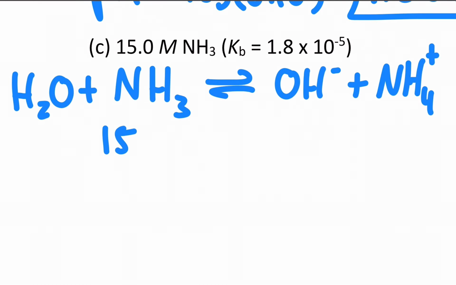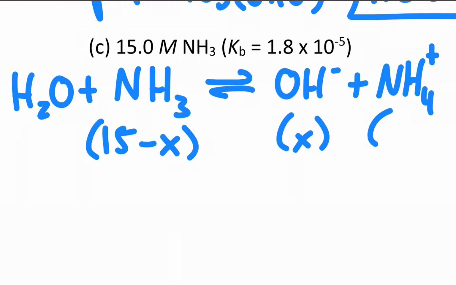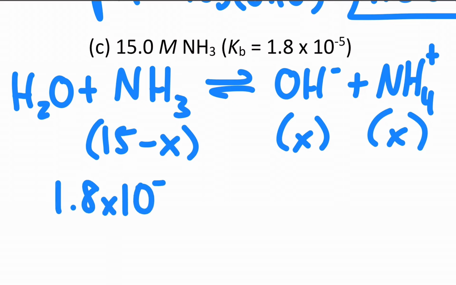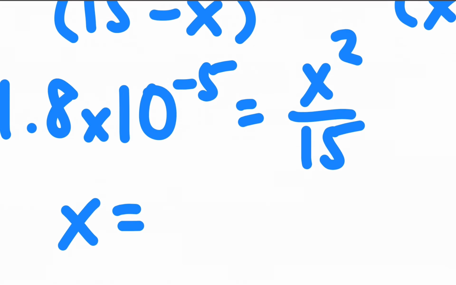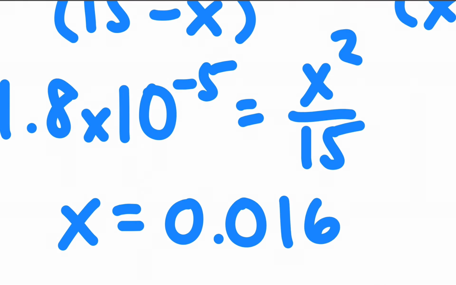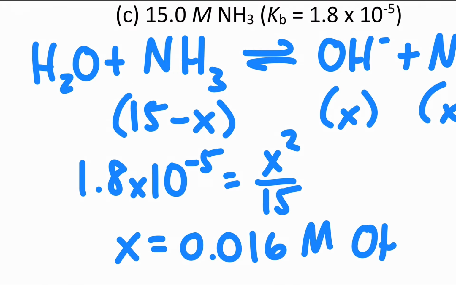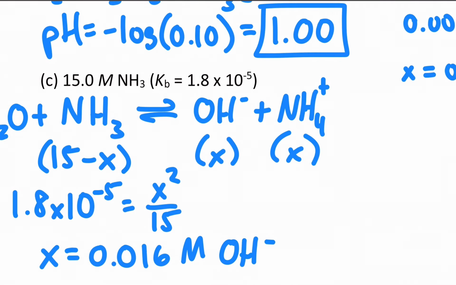I have 15 molar ammonia. I'm going to lose X. I'm going to gain X of the hydroxide and X of the ammonium. So 1.8 times 10 to the negative 5, my K value, is X squared over 15. We're going to take that assumption that X is small. You solve for X on your calculator. 1.8 times 10 to the negative 5, times 15, take the square root, and I get 0.016. And here I'm going to remind myself that's a molarity of hydroxide. So I have to turn this into a pH.